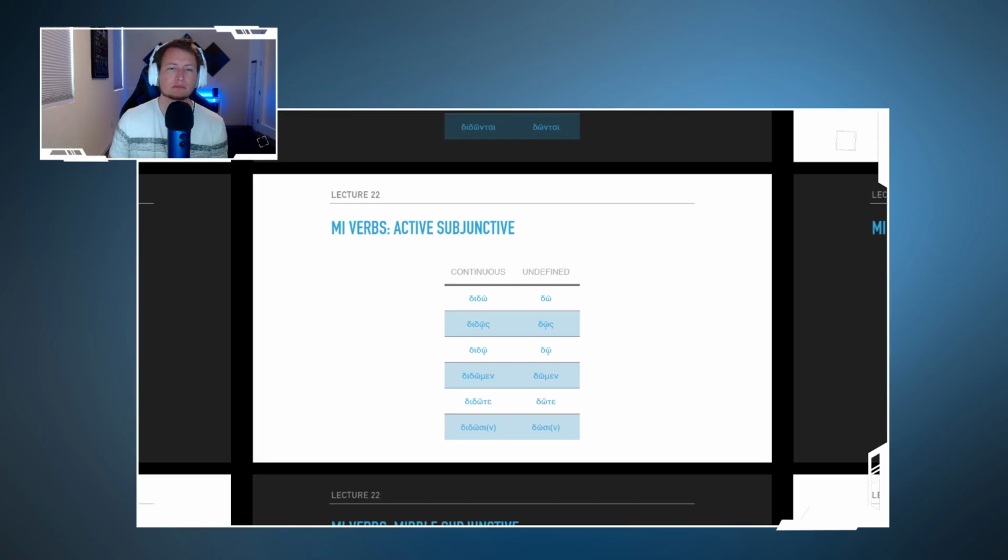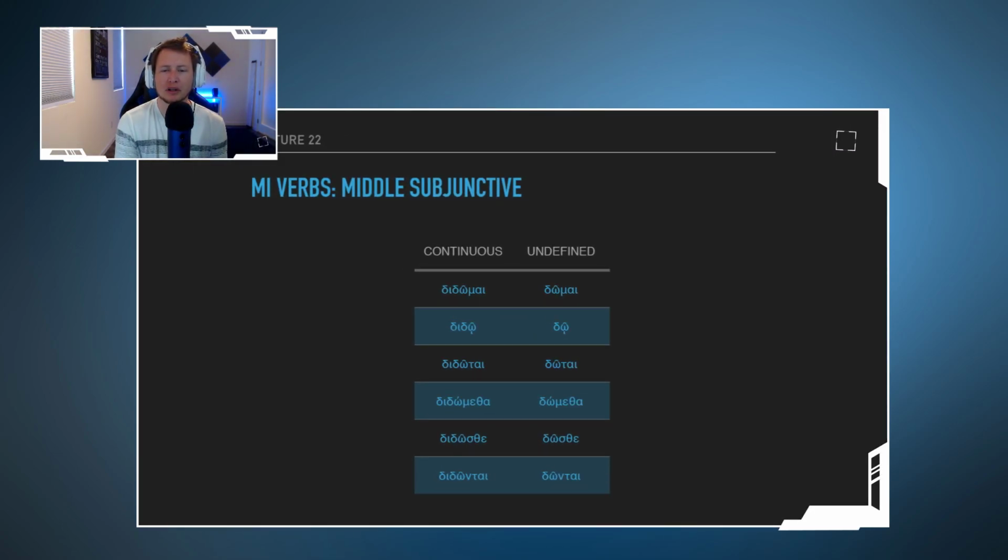That's the active subjunctive. Middle subjunctive, same principles, okay? So when you're dealing with the present tense stem, you're still going to have the duplication. When you have the aorist tense stem, no reduplication, okay? So, and then it's going to follow the primary middle passive endings.